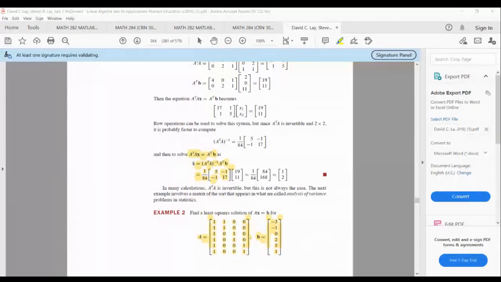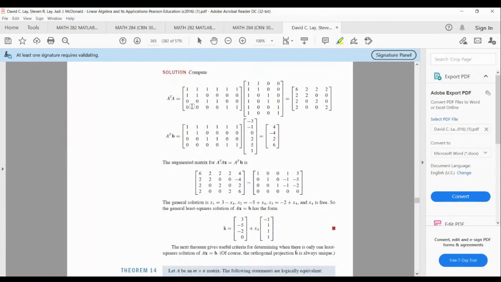So in order to solve for the normal equations, I should say, you have to solve for A transpose A and A transpose B, and then you'll end up with an augmented matrix for your normal equations. And it turns out in this case that there's an infinite number of least squares solutions, because the x hat vector has a free variable in it.